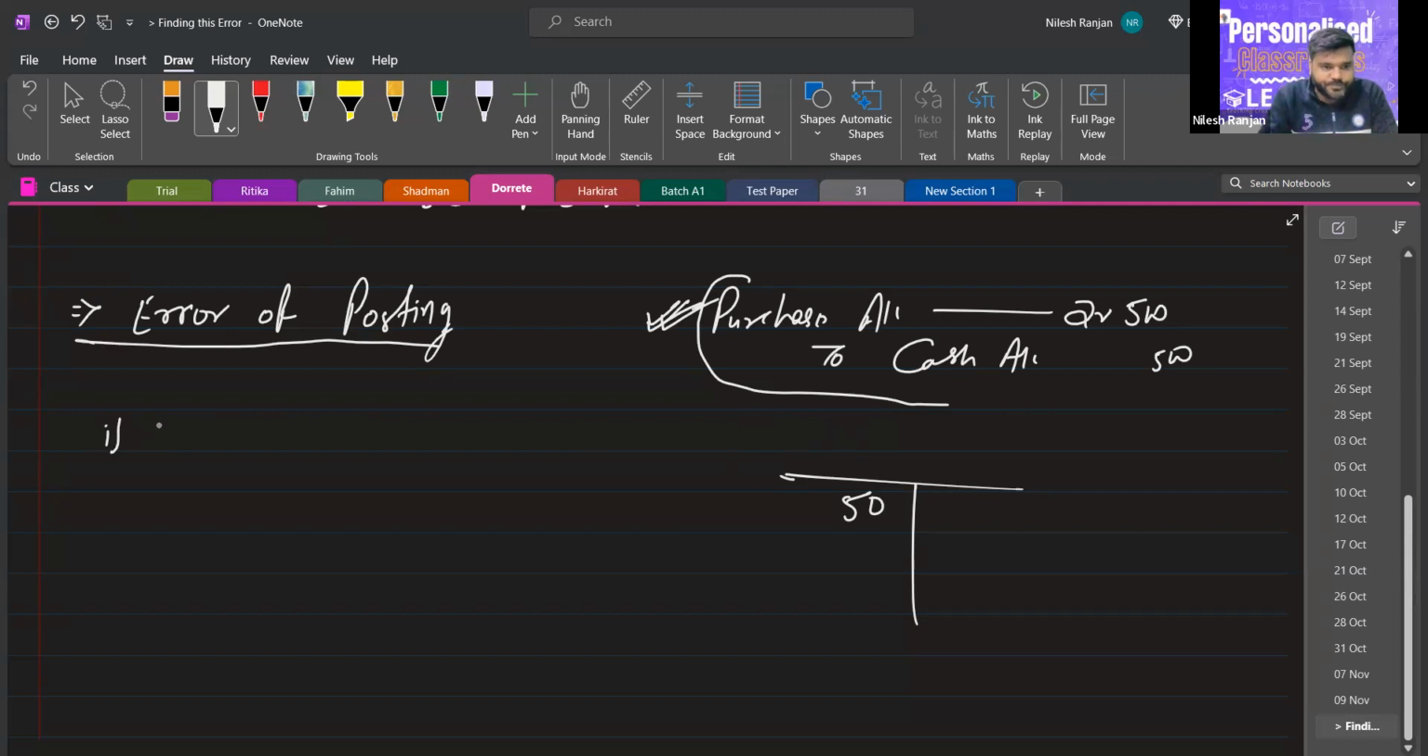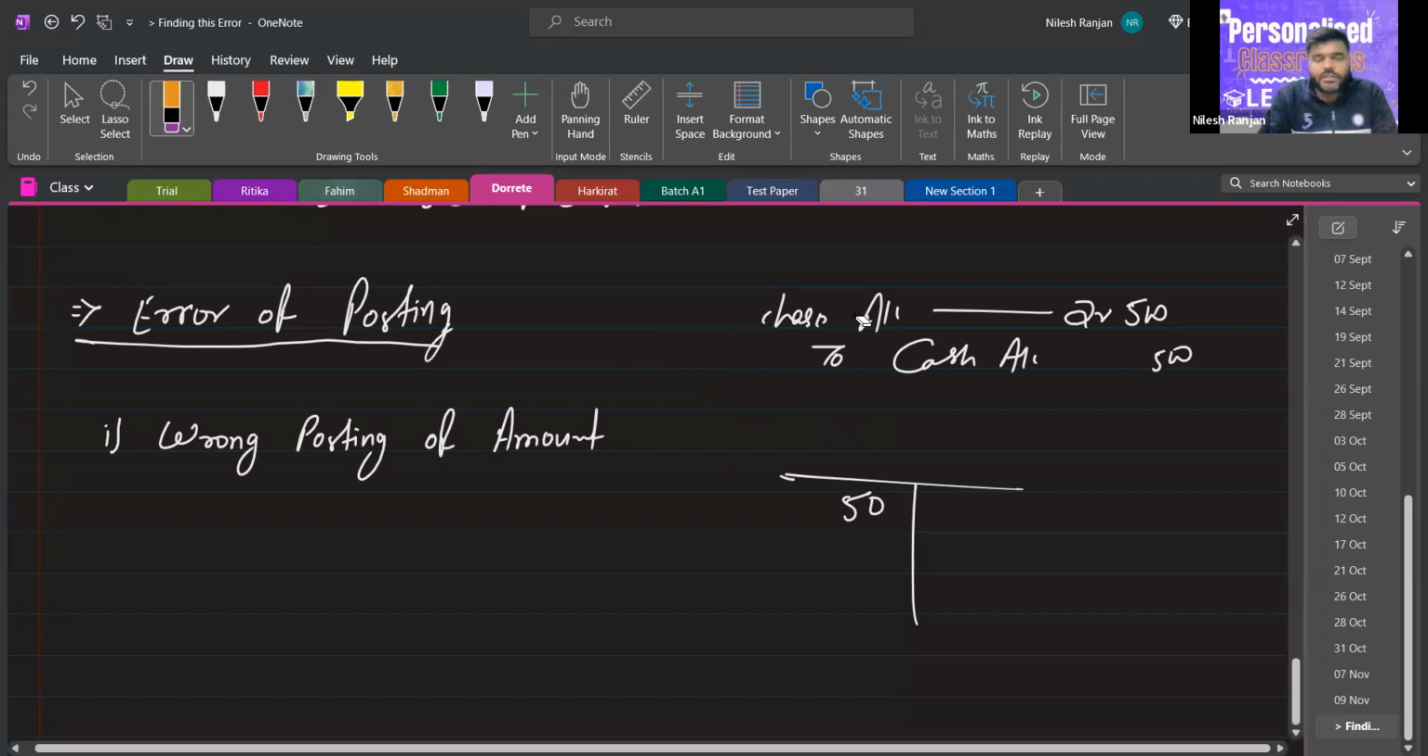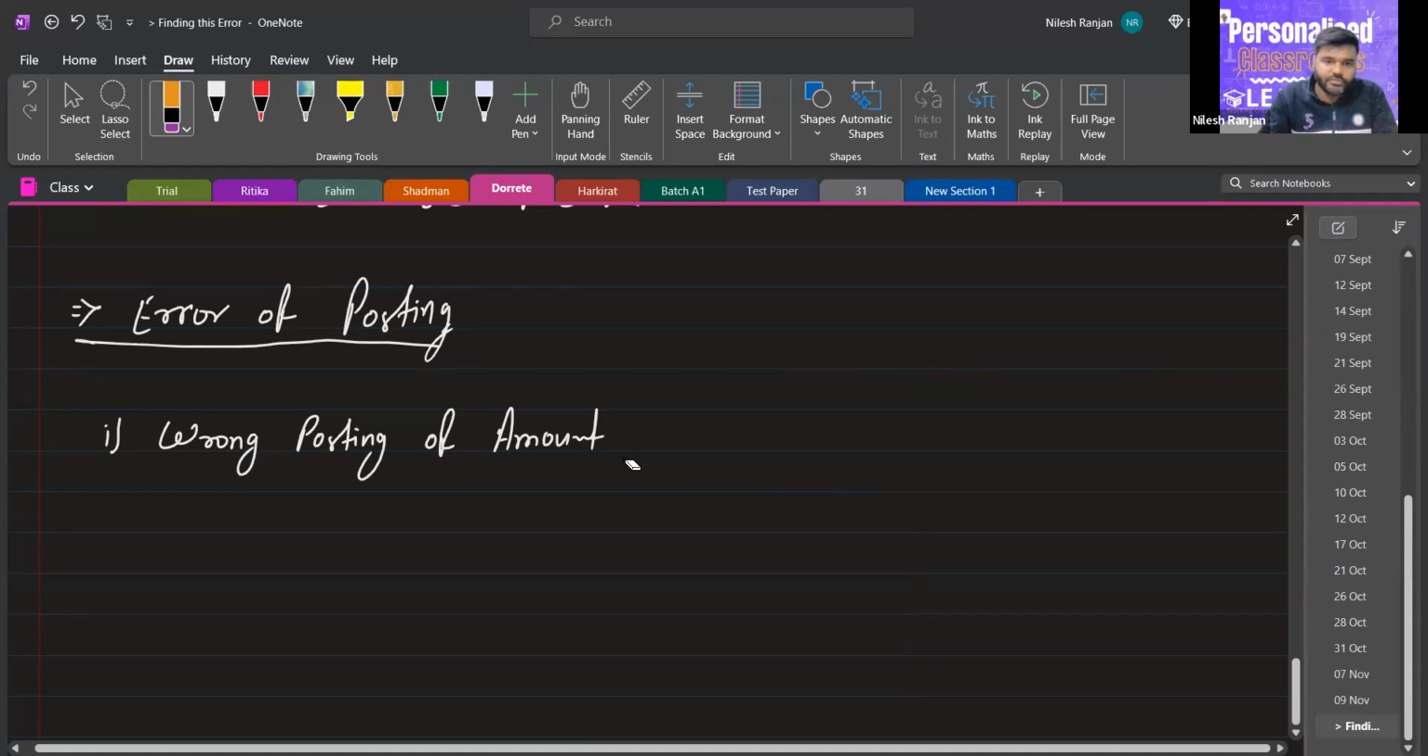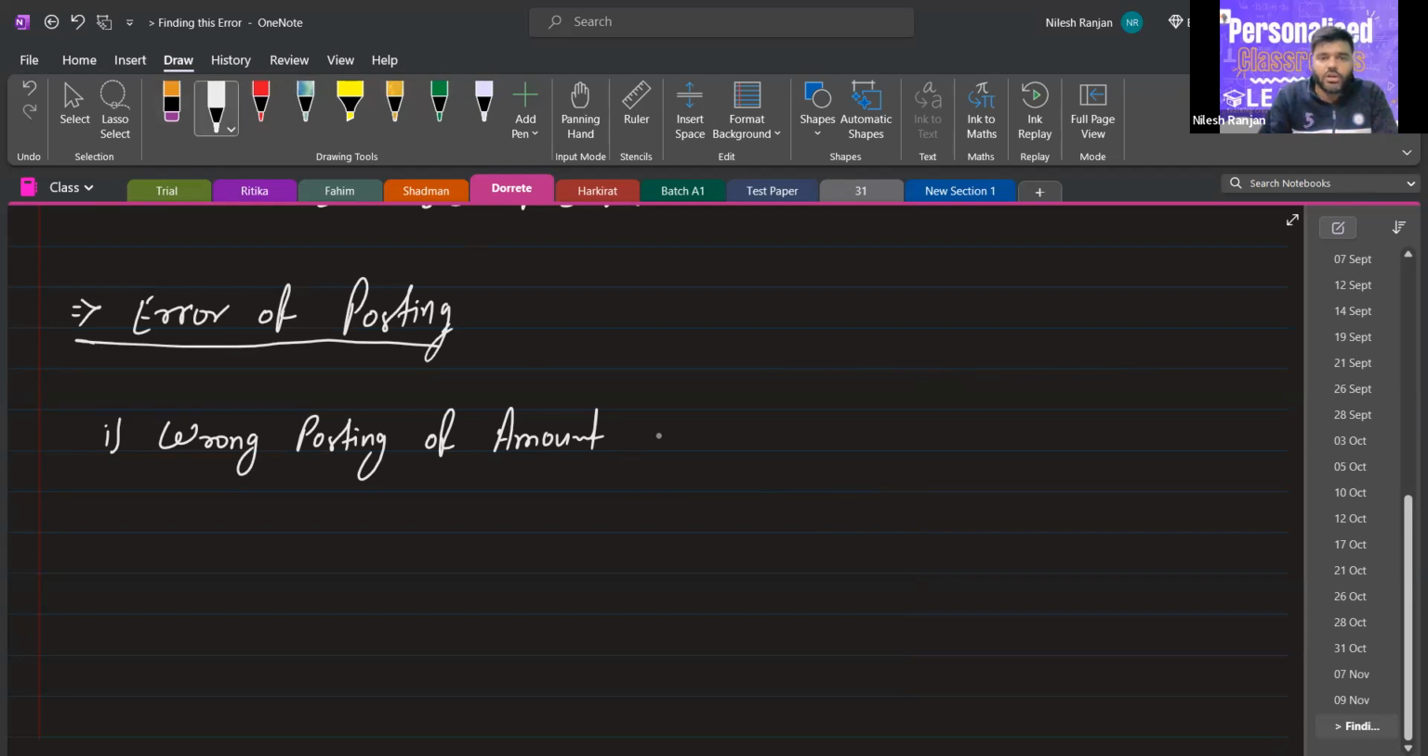So first is wrong posting of amount. If the amount of journal is not correct in ledger, meaning we have transferred the wrong amount, then what will we do? Wrong posting of amount.